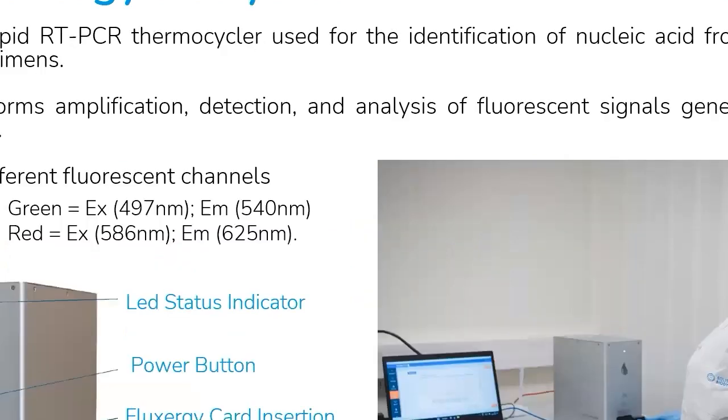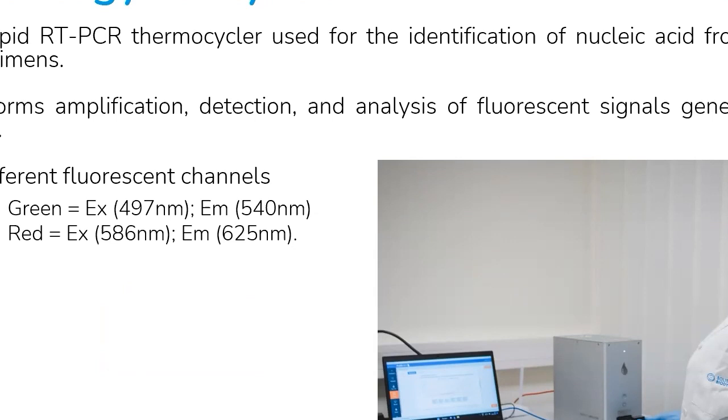The PCR card is then inserted into the Fluxergy Analyzer, which performs amplification, detection, and analysis of fluorescent signals generated during PCR. The Fluxergy Analyzer has 2 different channels, green and red fluorescent channel. These channels are well separated to avoid any bleeding between them.